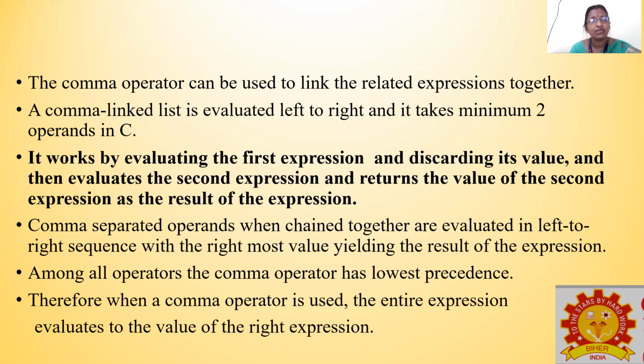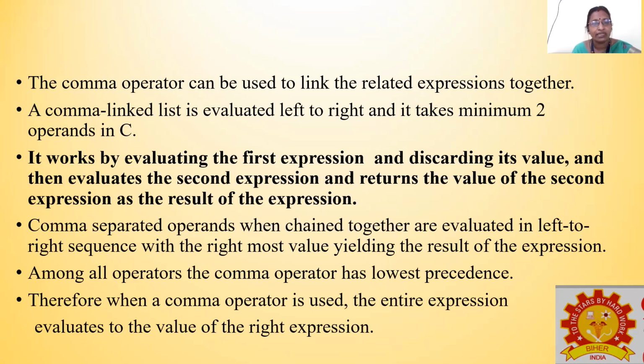The comma operator can be used to link the related expressions together. A comma linked list is evaluated left to right and it takes a minimum of 2 operands in C. It works by evaluating the first expression and discarding its value, and then evaluates the second expression and returns the value of the second expression as the result of the expression.